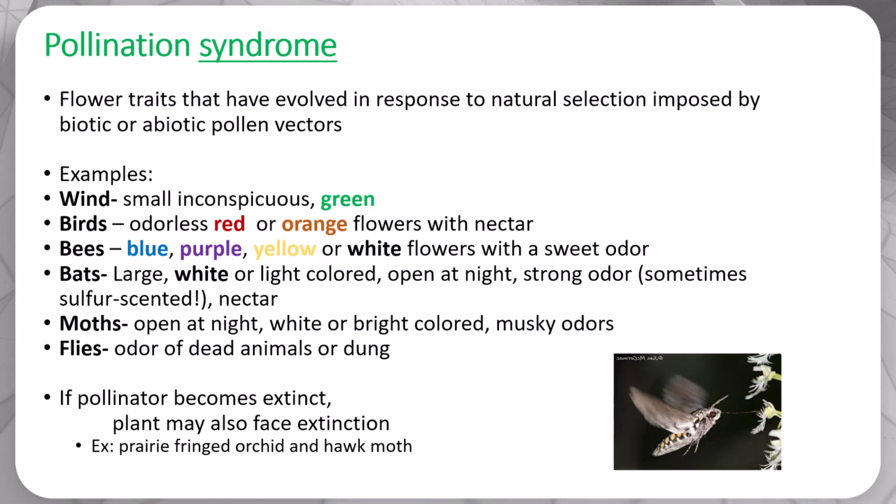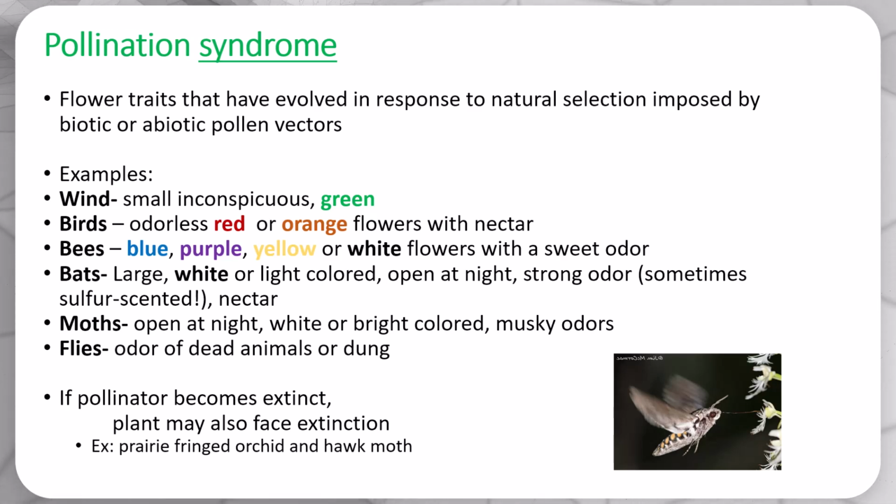Flowers that are pollinated by bees tend to be blue or purple or yellow or white and have a sweet odor. Flowers that are pollinated by bats tend to have large flowers that are white or light colored and open at night and have strong odors that are sometimes sulfur scented. Sulfur scented is like rotting egg scented, and they contain nectar.